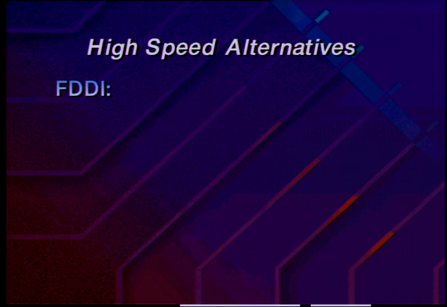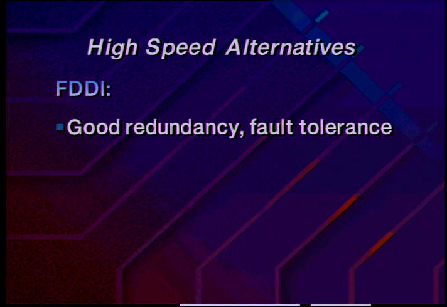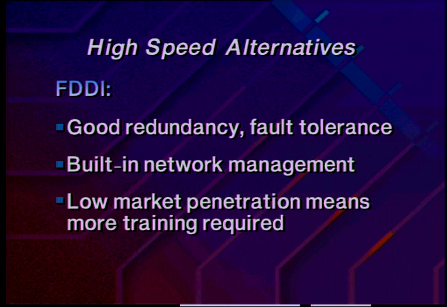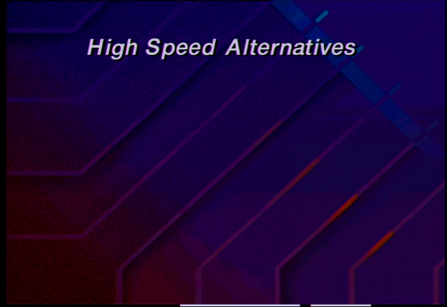Another alternative is FDDI. FDDI is a well-proven, mature standard and offers a large amount of redundancy and fault tolerance. It also has built-in network management and is deployed quite widely for use on the backbone. The disadvantage of FDDI is that it has nowhere near the market penetration of Ethernet. Therefore, there is more training associated with using it. It is a more complex network, and therefore requires a much higher level of training to be properly understood and diagnosed. Probably the most widely talked about high-speed alternative is ATM.